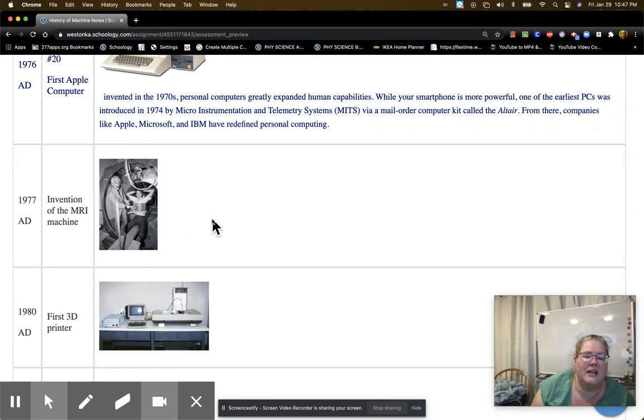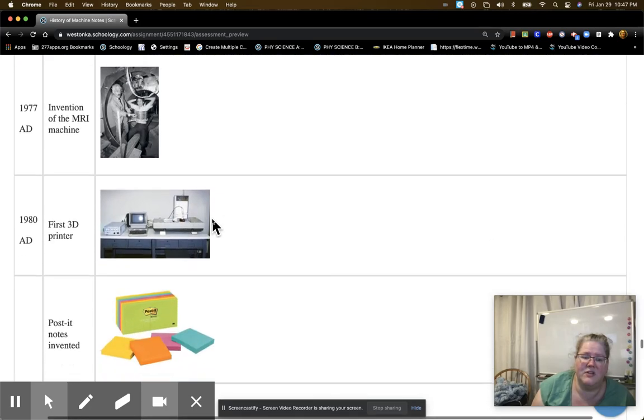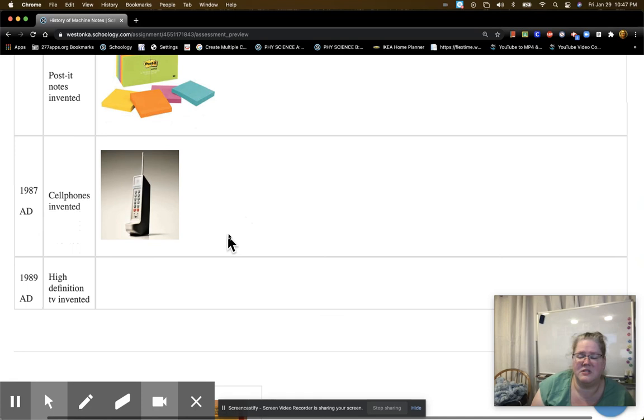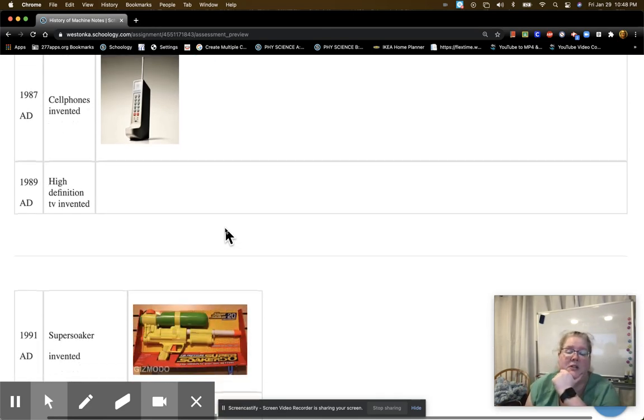Basically, we're looking here at the MRI, which has been around since '77. The first 3D printer in 1980. Post-it notes. Cell phones, now a little more along the lines of what you would expect to see, but that was a big brick. It was like this big and about that thick, and you know, it was heavy. And they were expensive, by the way.